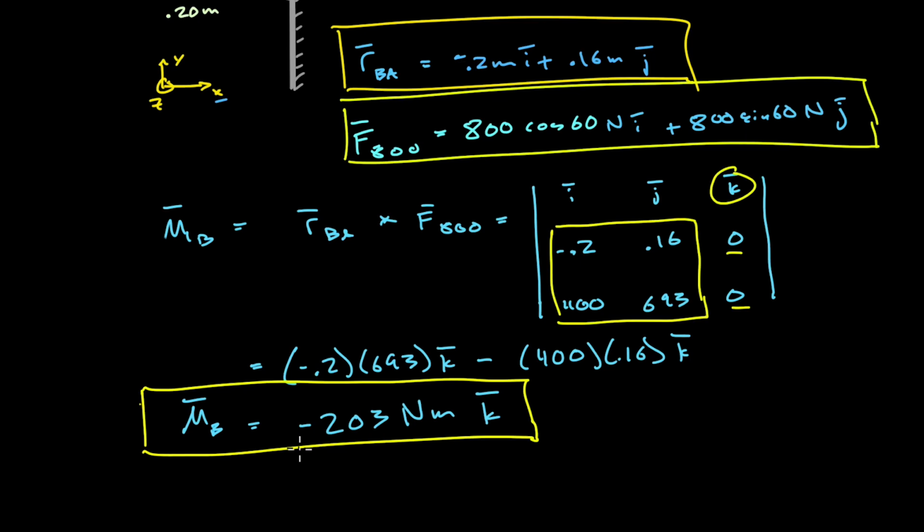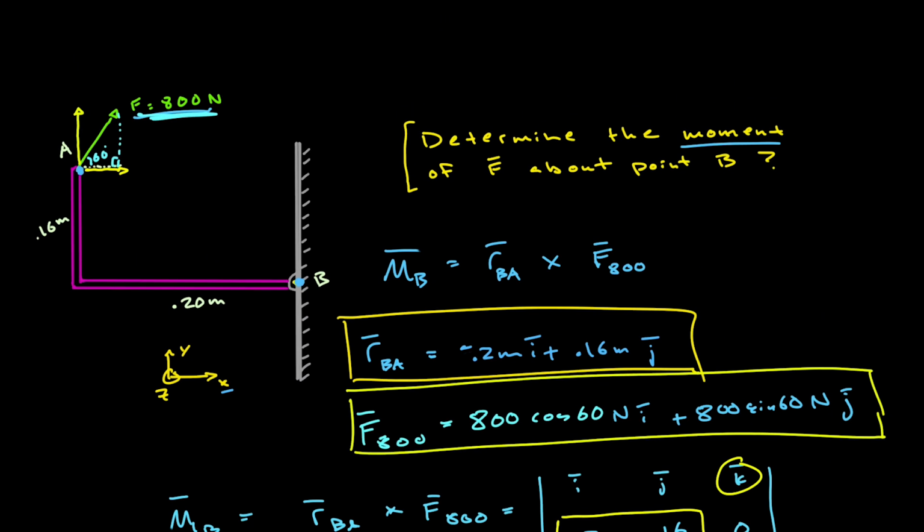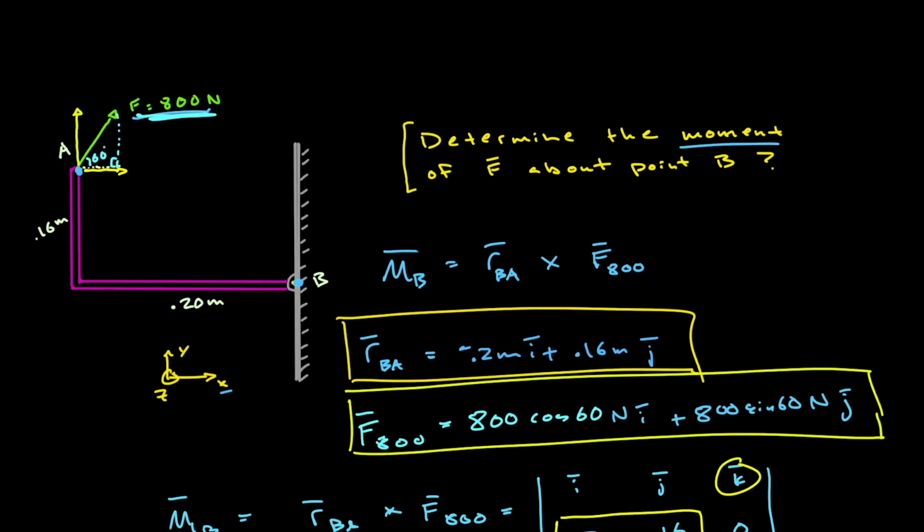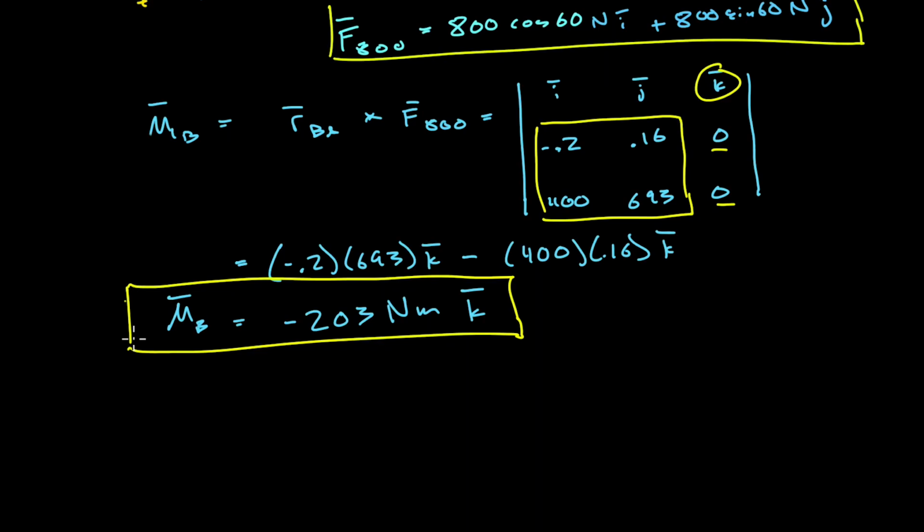If you consider what this means, this is essentially a 203 newton meter torque or moment that's going in the negative k direction, so into the board. Now if you consider our right hand rule, if you were to run your fingers along the vector from B to A, and then curl your fingers in the direction of the force, your thumb would be pointing into the screen, and that's what this indicates down here. So the vector corresponding to the moment about point B is actually a vector pointing straight into the screen.